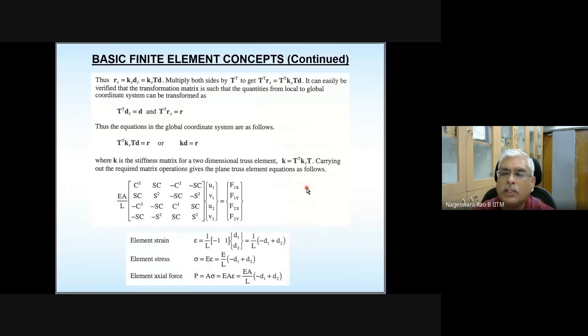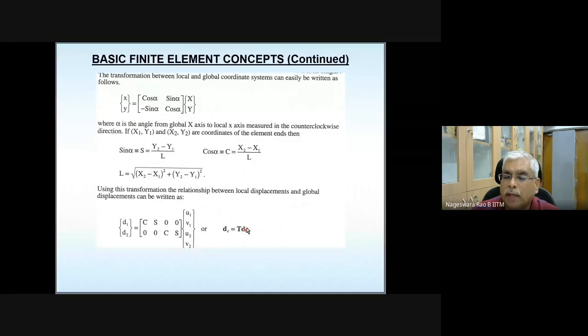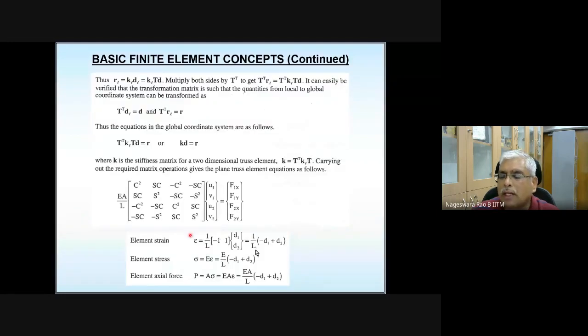Okay. And once you get the global displacements, the u's and v's, you go back and get the local displacements. You use the inverse relation. That's the reason I emphasized it here. If I know the global displacement, how do I get the local displacements? Use this relation. Once you get the local displacements, you can easily find strains, stresses, and axial force in each of the members.